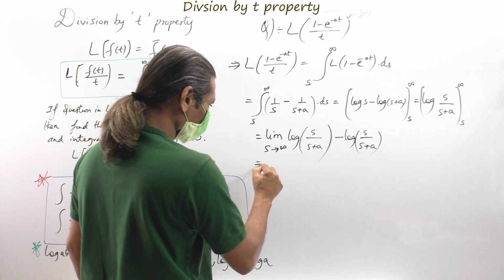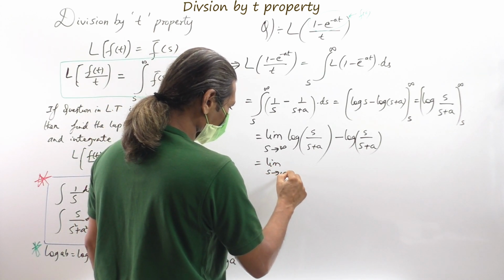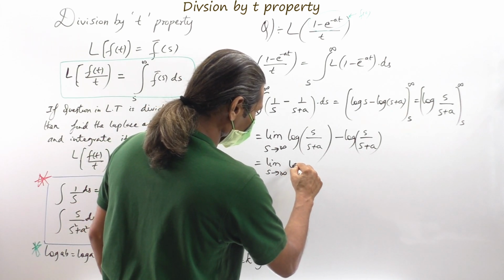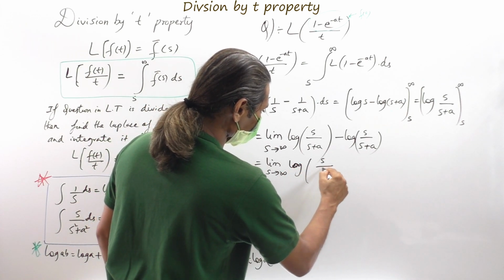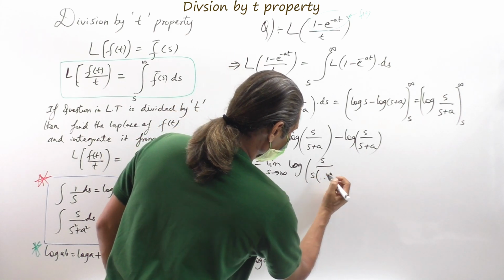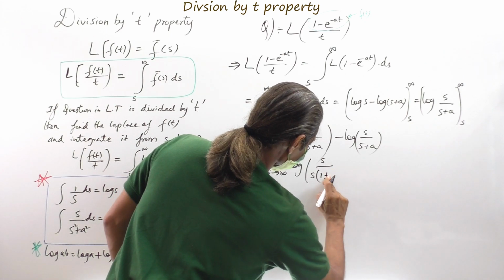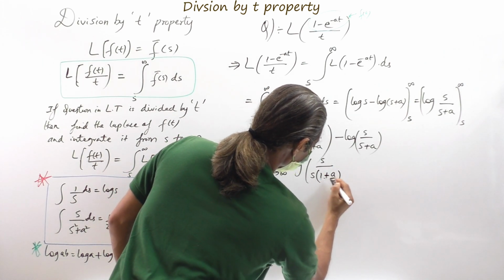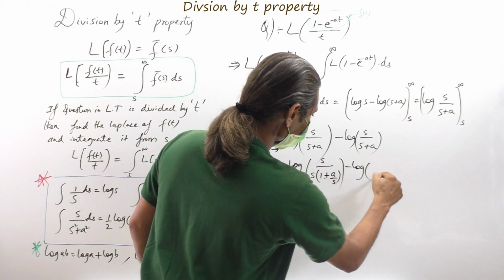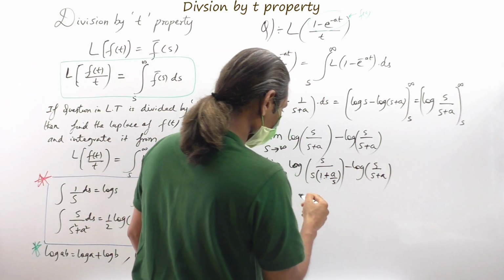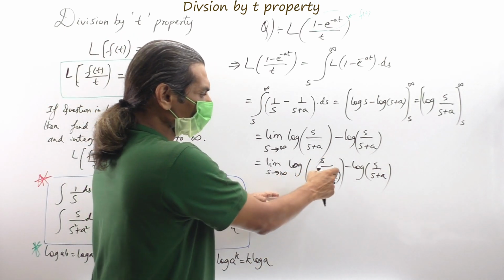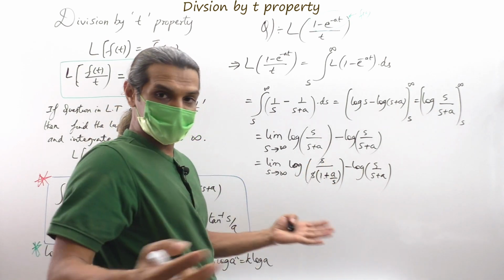Now, let us solve this further. So, this will be limit of s tends to infinity. See, what I will do, I will take this as log of s as it is, this s I will take outside the bracket as 1 plus a by s, okay. Now, minus log of s by s plus a as it is. Now, s cancels. See, when I apply the limit here, a by infinity is 0. So, 1 upon 1, I get log 1.